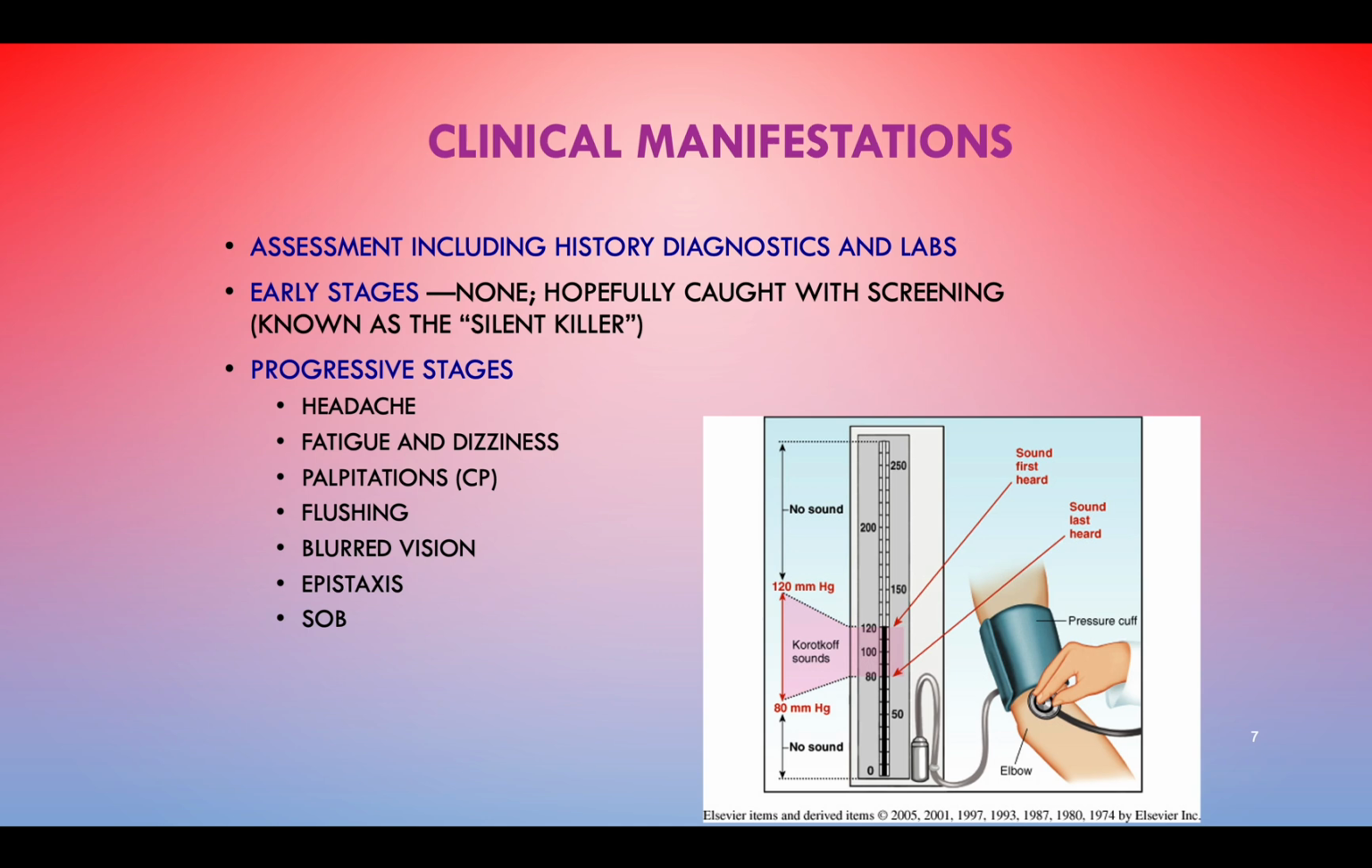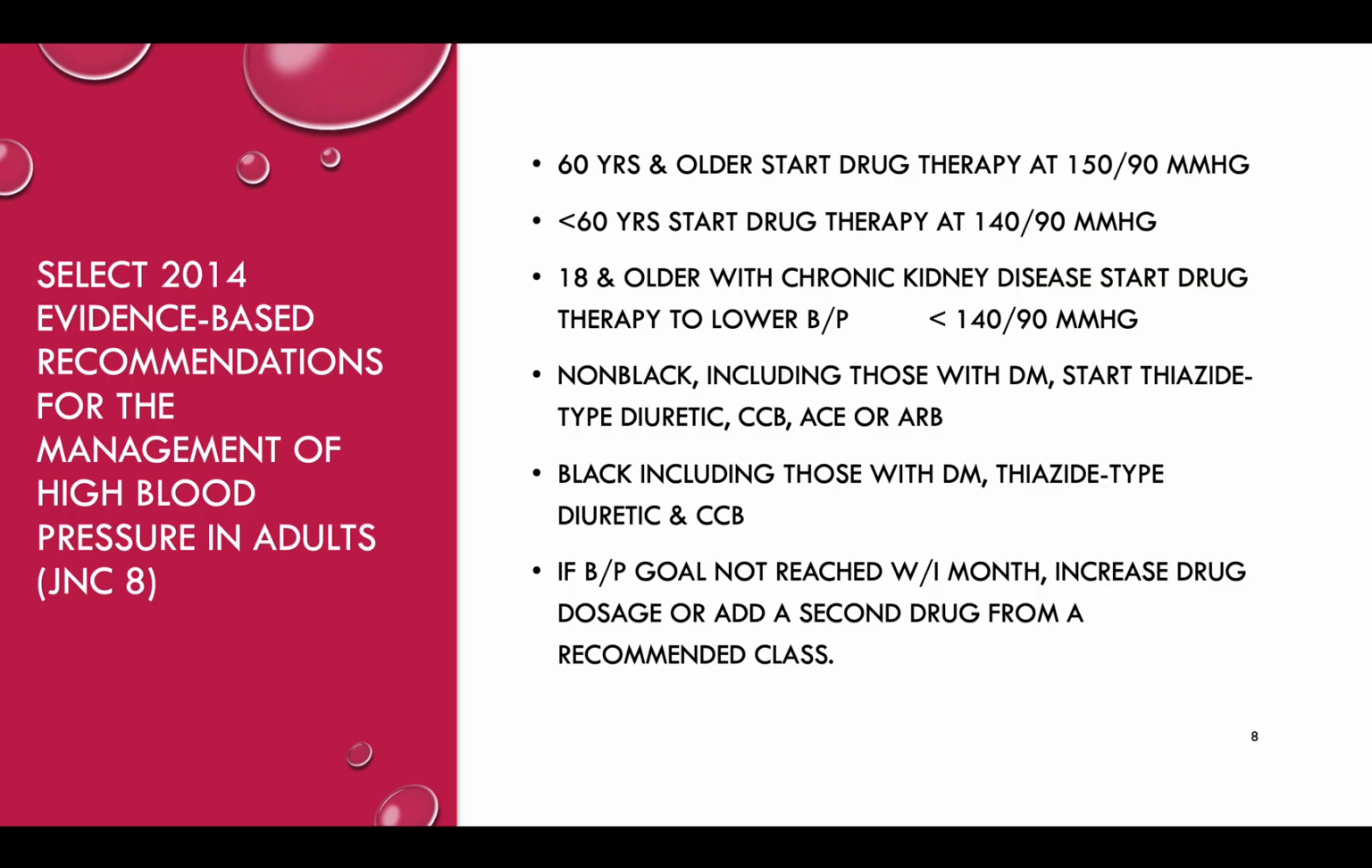Hopefully, during routine visits, we're able to catch an elevation in our patient's blood pressure, but as the hypertension progresses over time, patients might start to have some of these symptoms that you can see here on this slide, things like a headache, they might have palpitations, they might have blurred vision, maybe nosebleeds, and all this is because of an increase within that pressure system.